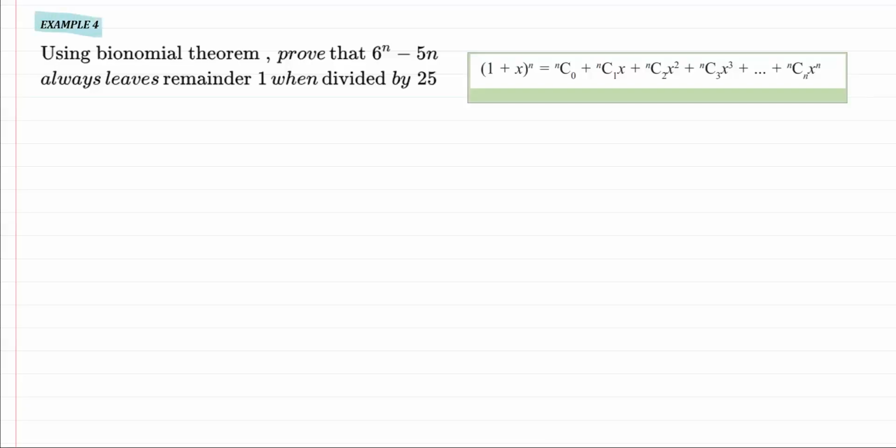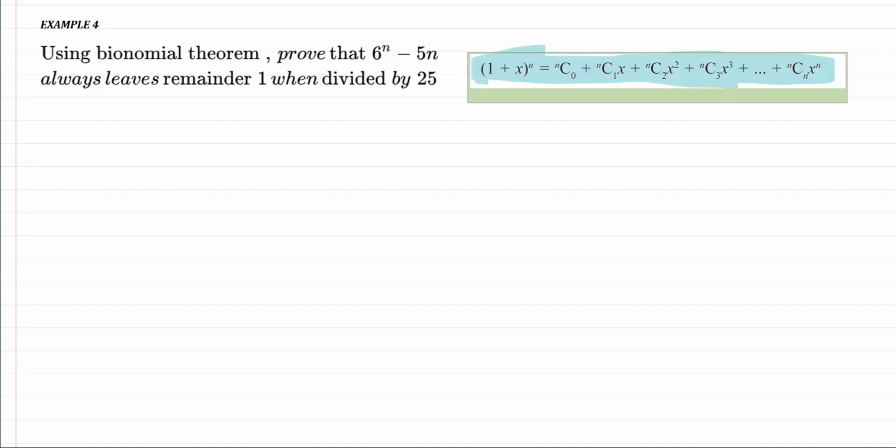This is example 4 based on binomial theorem. We have to use binomial theorem to prove that 6 raised to the power n minus 5n always leaves a remainder 1 when divided by 25. Right, so we'll be using this theorem, that is the binomial theorem expansion, for solving these questions.